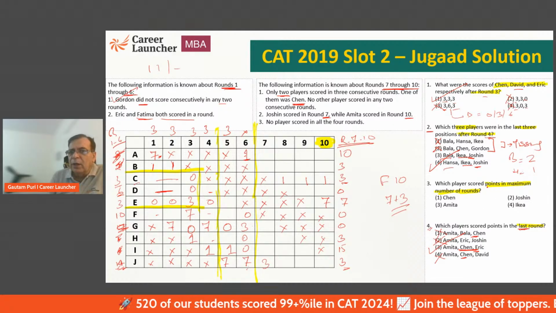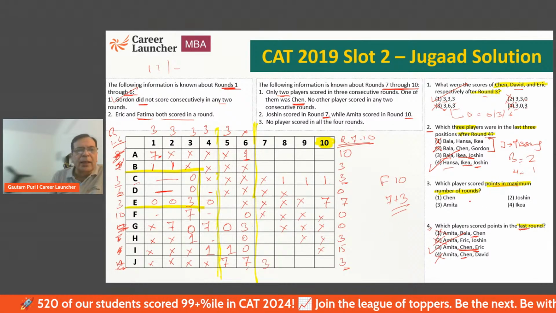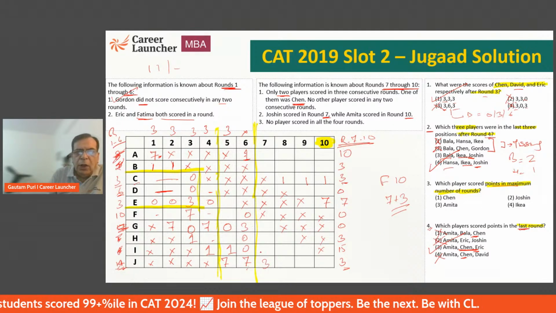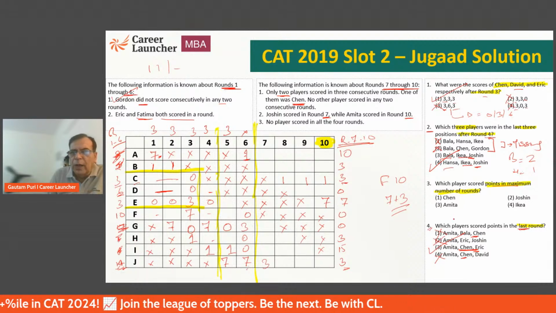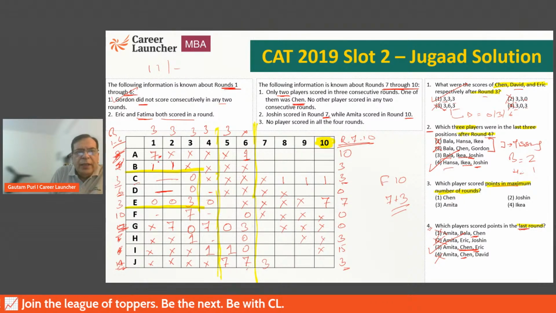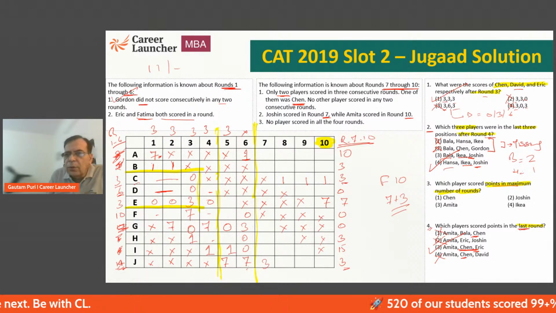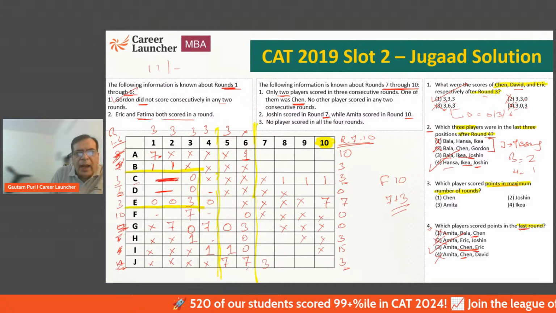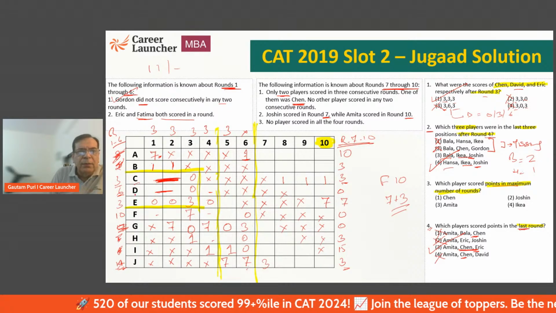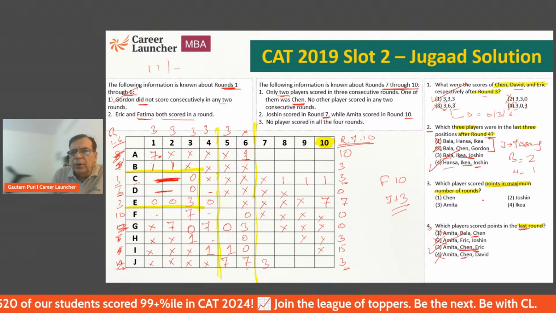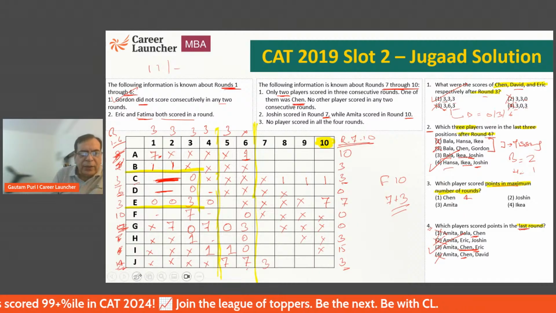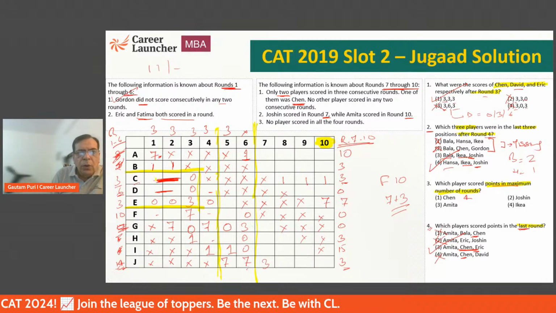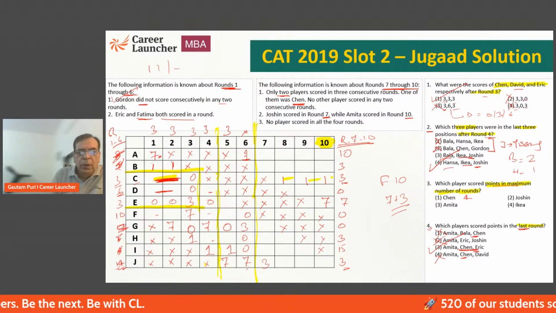Now, what is the question left? Which player scored points in the maximum number of rounds? Now, please look at this one. What are the choices? Chen. Chen has got 7 and 1, 8 points, 2 rounds. So, no, sorry, Chen has scored 1 out here, only in 1 round out here. And Chen has scored 3. Is this okay? Chen has scored in 4 rounds in all. 1 round out of these 2, and then 2, 3, 4.